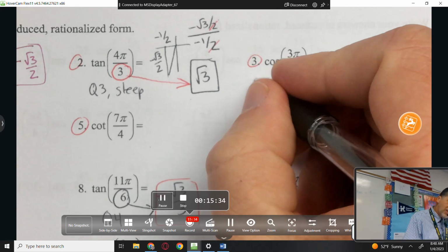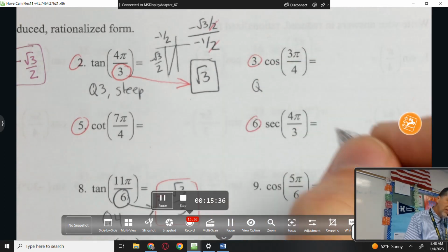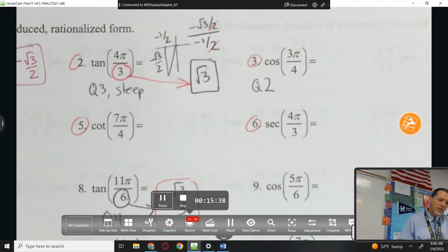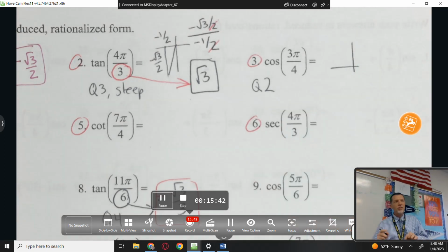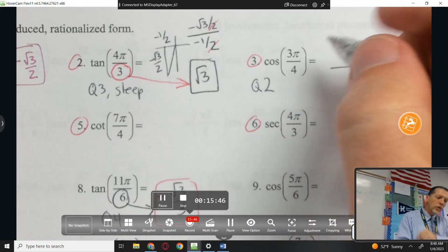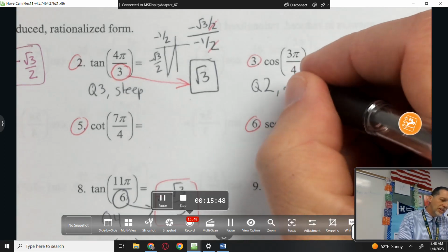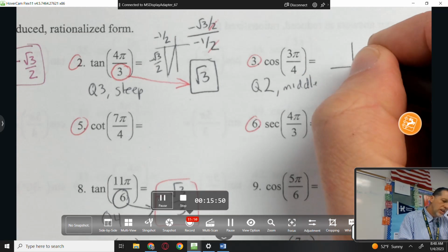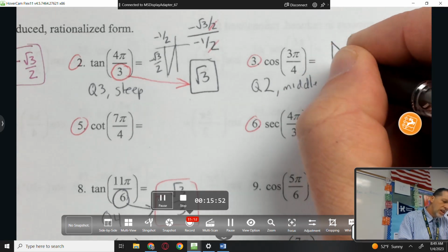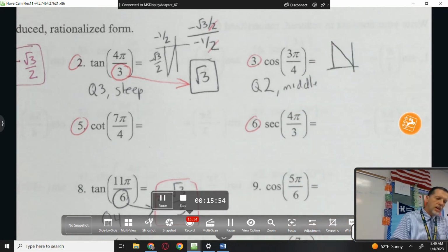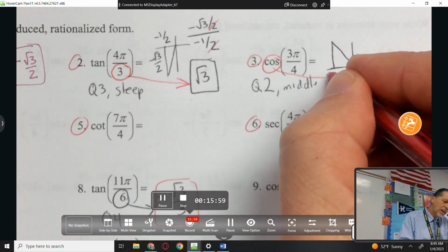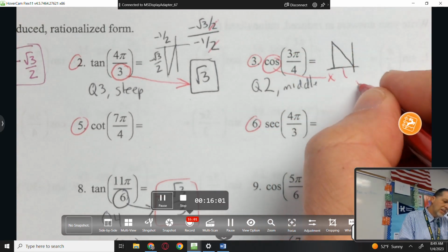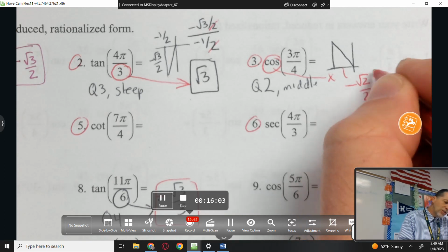So we're thinking quadrant 2. Again, that helps my drawing. If I think the quadrant before I start drawing, I don't have to draw the whole thing. Over 4, we like that one because that's the middle. And the cosine is the x side. And the x side is negative root 2 over 2.